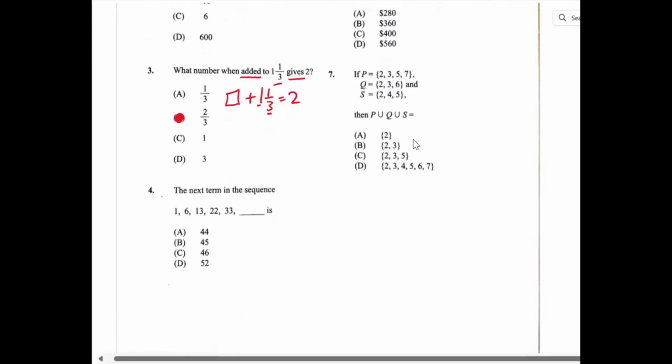Number 4, the next term in the sequence. So from 1 to 6, we add 5. From 6 to 13, we add 7. 13 to 22, we add 9. You would realize that we are adding odd numbers starting with 5. So 22 plus 11 will give us 33, and therefore our next addition will be plus 13, which would give us 46.